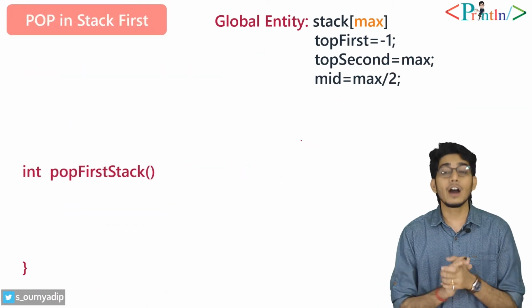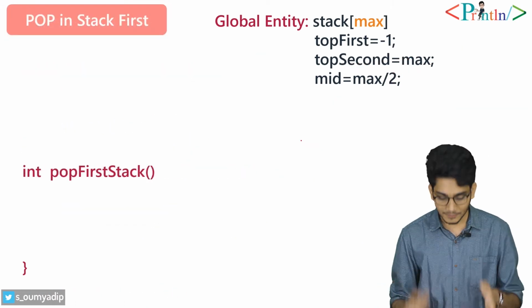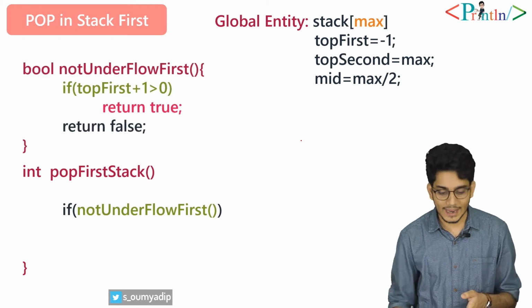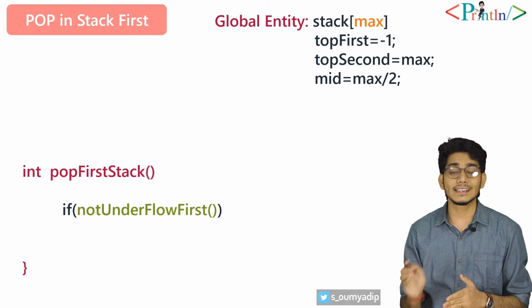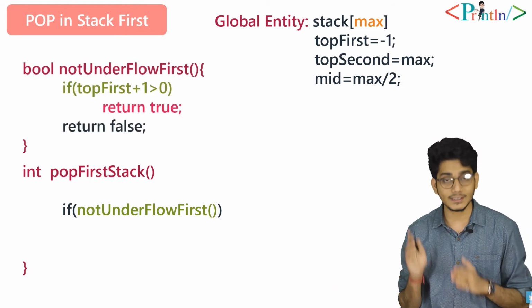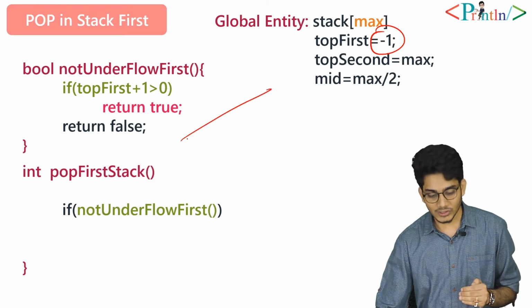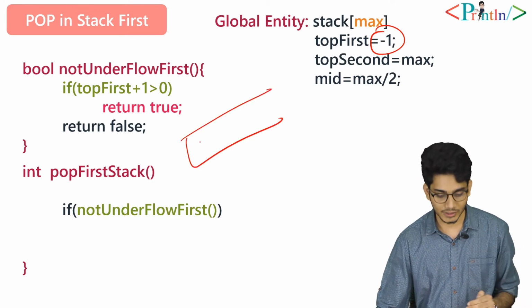Now we'll see how we can implement pop in the first stack. The pop function is almost similar to a normal stack. Now we'll check how we can check the not overflow condition for the first stack. So let's see what will be the edge case for the not underflow first function.